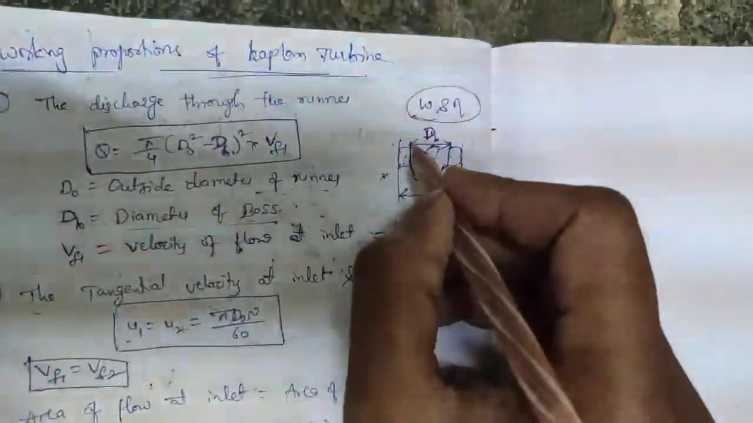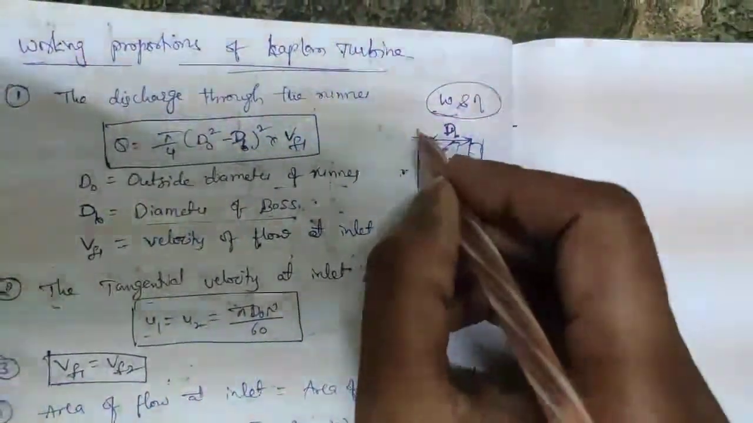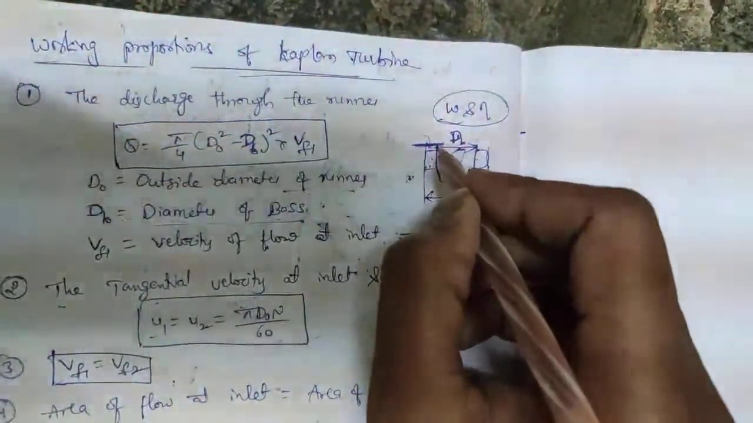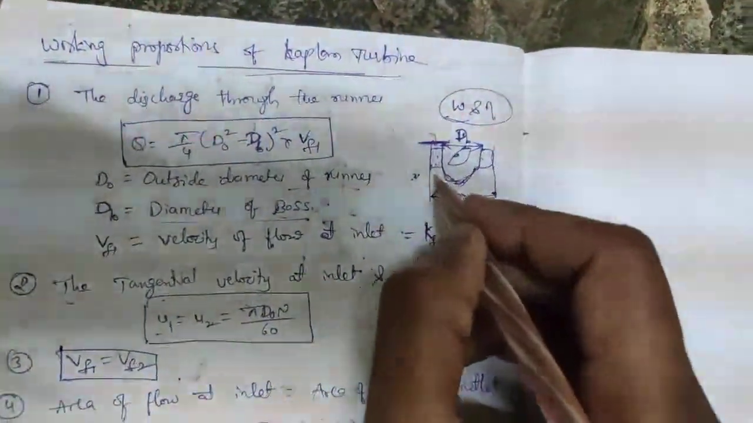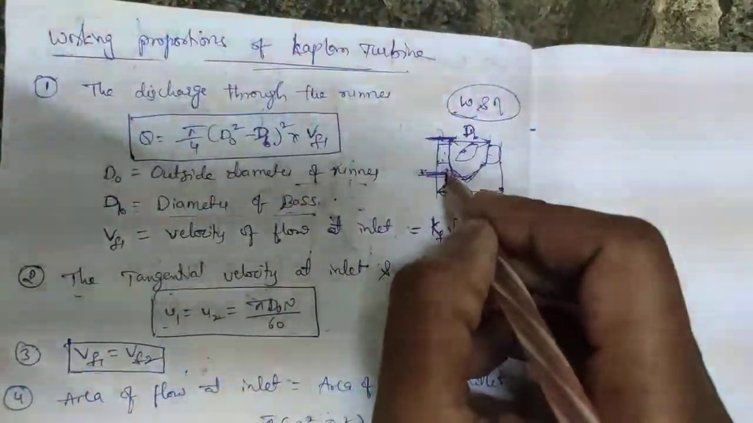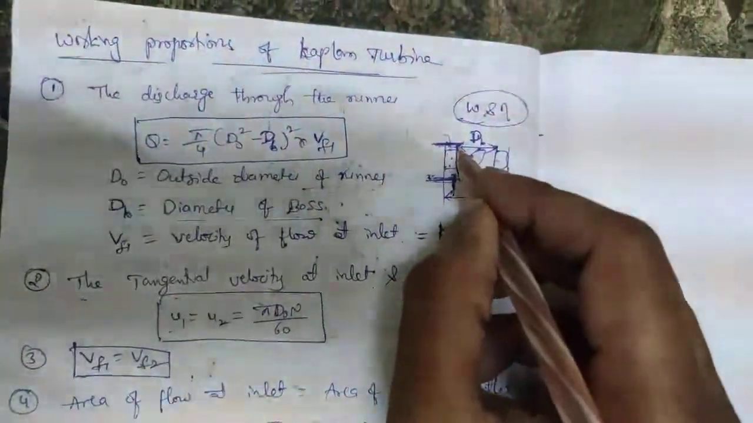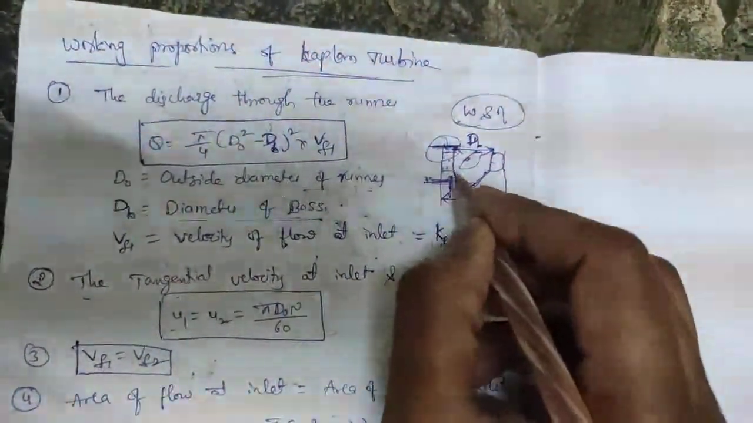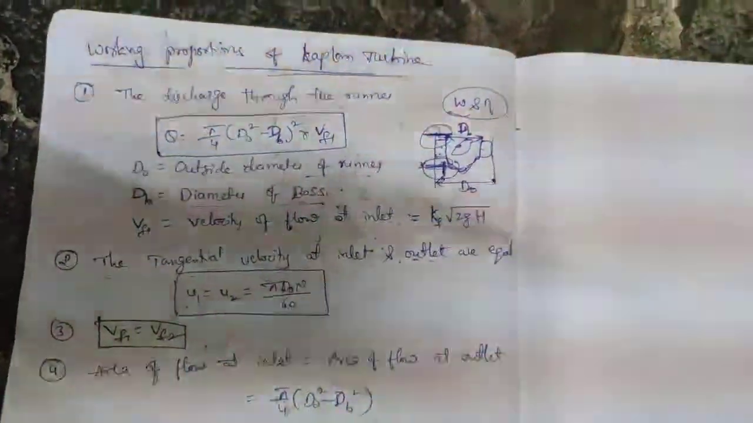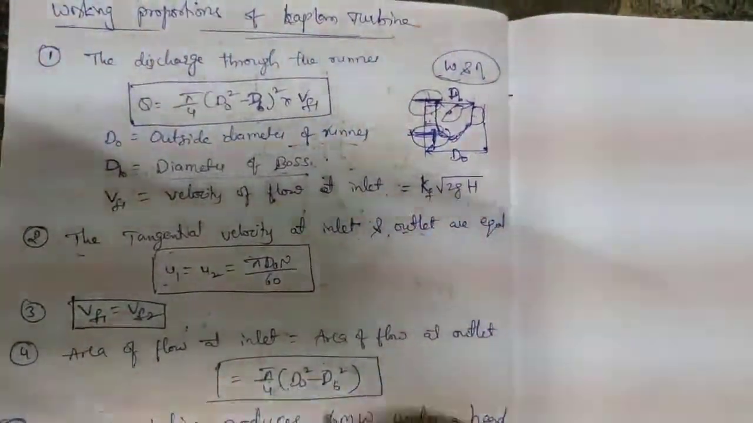That means the area before the blade where the water enters is called the inlet. This is the inlet, so the area at inlet is the same. This is the outlet part, where water is discharged out of the blade. The area at inlet and the area at outlet are the same in the Kaplan turbine. That's why we consider this area pi by 4 times (d0 squared minus dB squared).